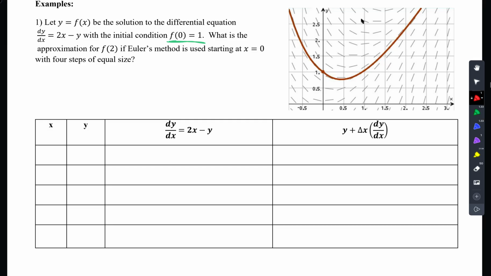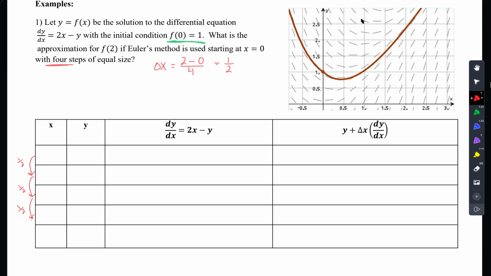The first thing we want to figure out is your change in x. With the fish, we were doing half years. This one, we're doing 4 steps of equal size. We're starting at 0 and want to go to 2. So all you do is 2 minus 0 and divide by the number of steps, which is 4. So this is going to be a half. Again, that's how many times you're applying your rate, so each time you go down, you're applying a half.